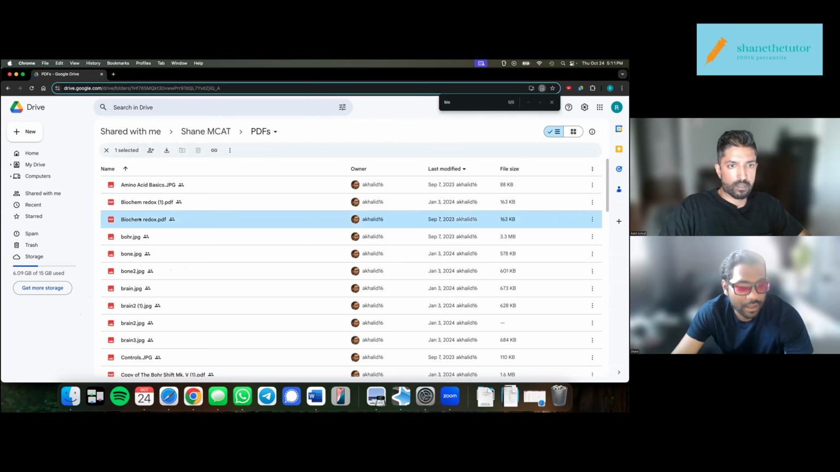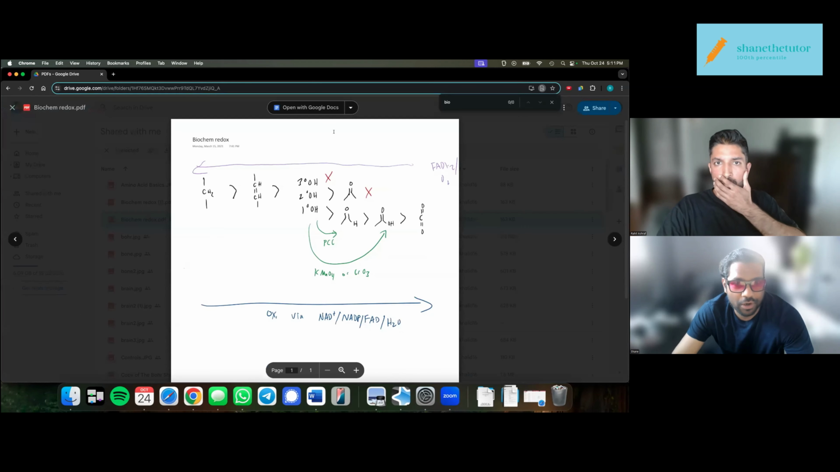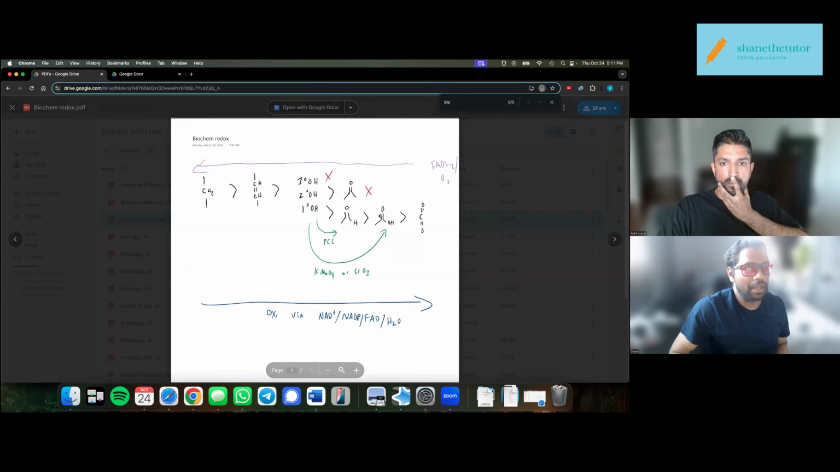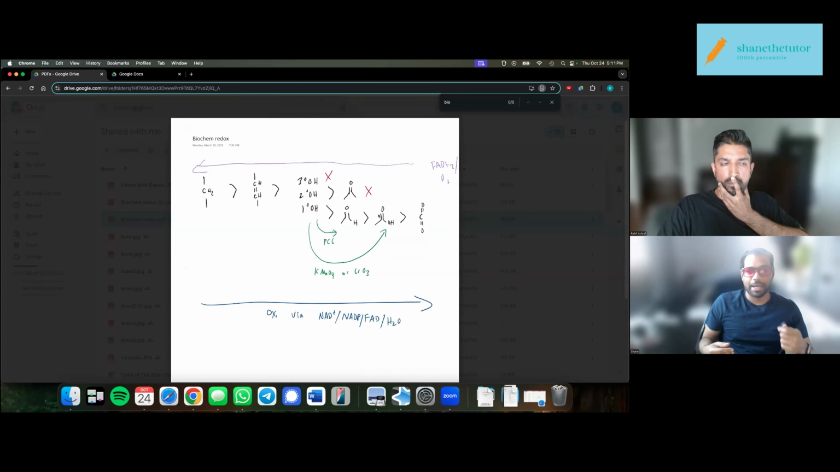Okay, so this is going to be super helpful for you because you're going to be able to apply this to any type of molecule. In gen chem, we learned that oxidation is loss of electrons, reduction is gain of electrons, right?